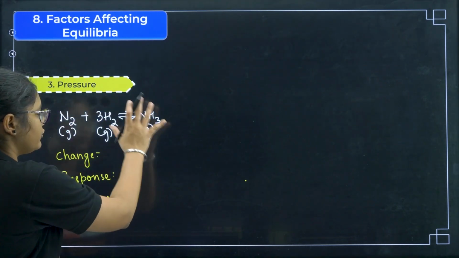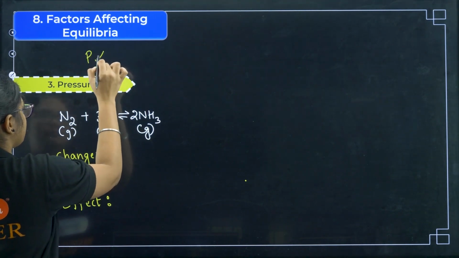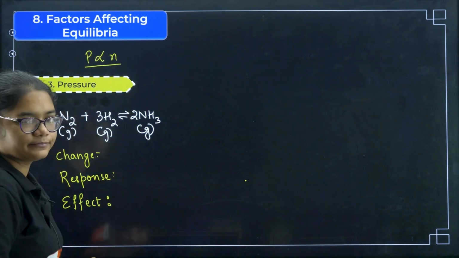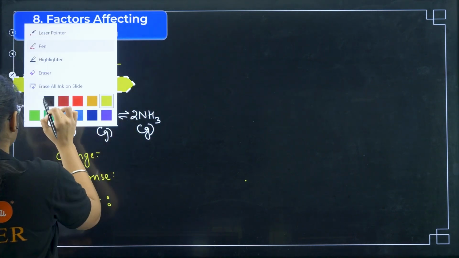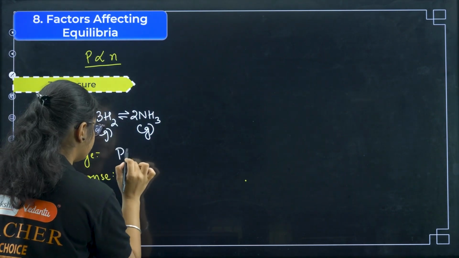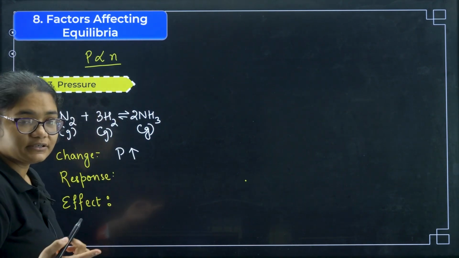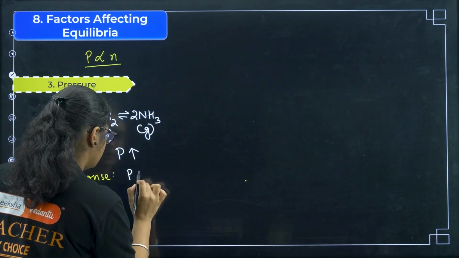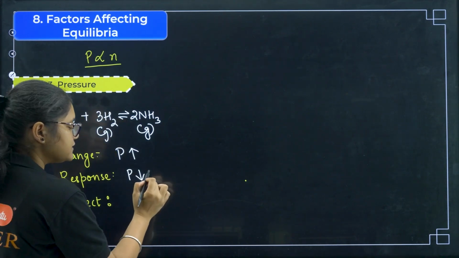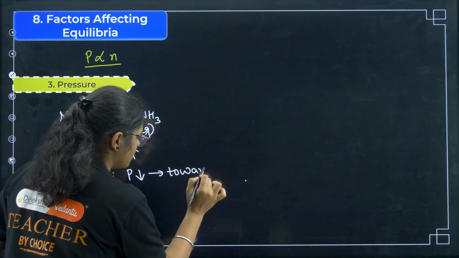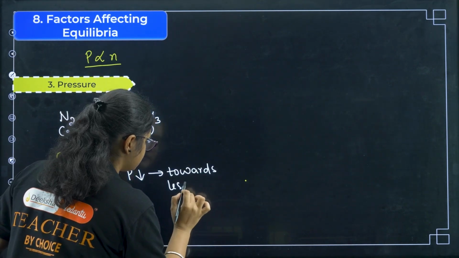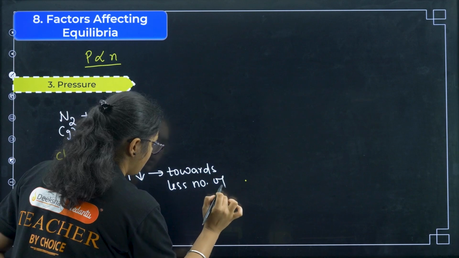Now see, here you should know one thing, pressure is proportional to number of moles. Suppose you have increased the pressure. What will the reaction try to do? Reaction will try to decrease the pressure. To decrease the pressure, it will go towards less number of moles.